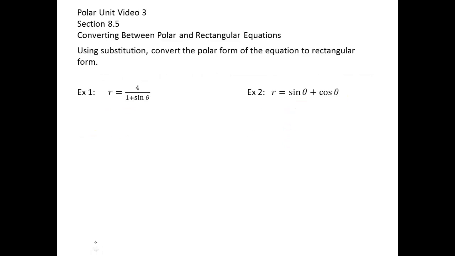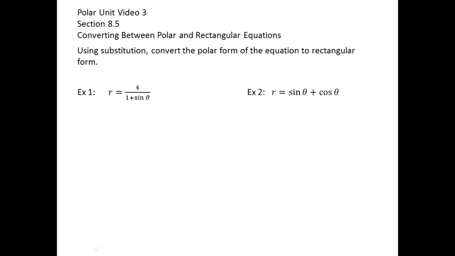So here's just a little bit of review for us. x is equal to r cosine of theta. y is equal to r sine of theta. r is written in the form of the square root of x squared plus y squared. And the tangent of theta is the ratio of y over x. If we remember this as we try to convert, then converting between polar and rectangular equations shouldn't be tricky. So we're going to be using a lot of substitution here.